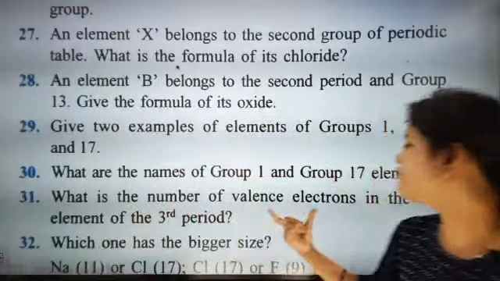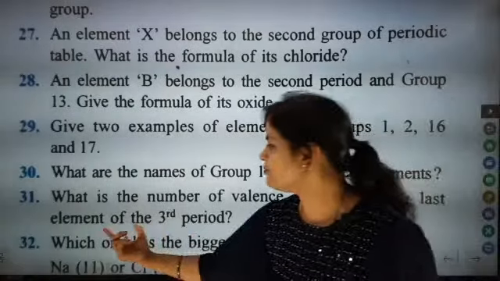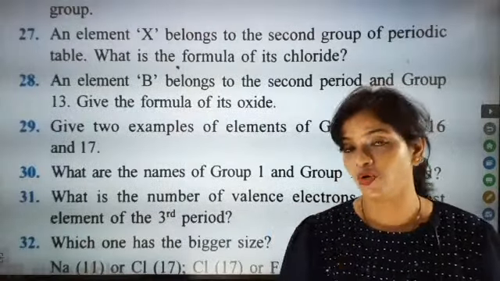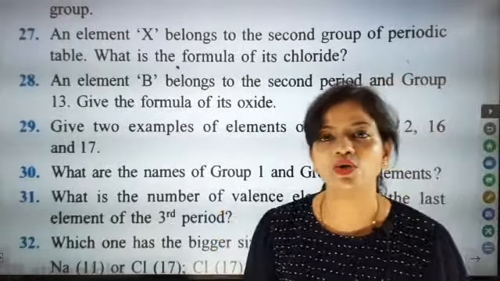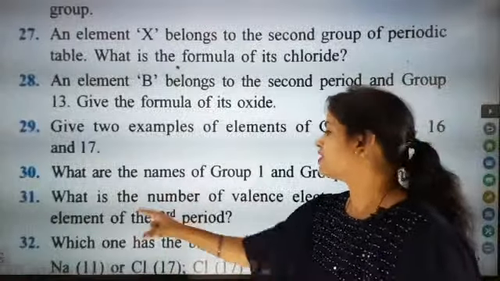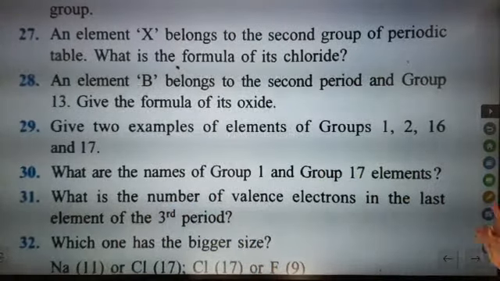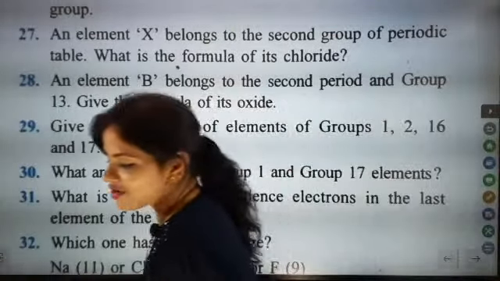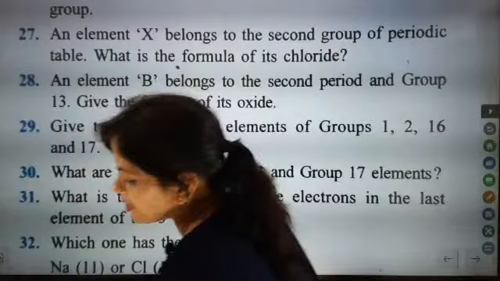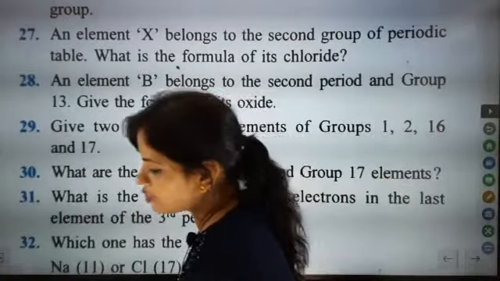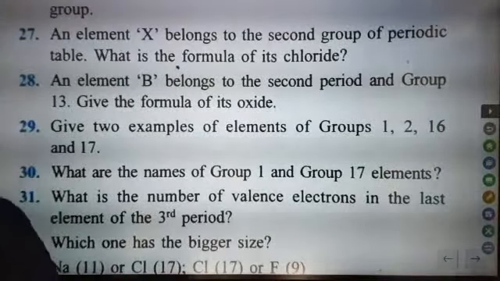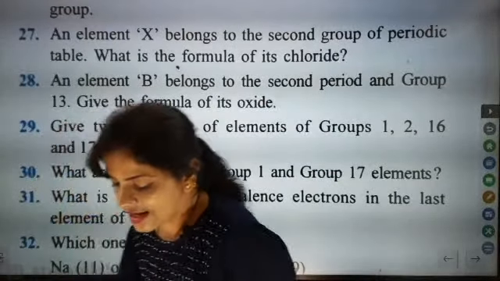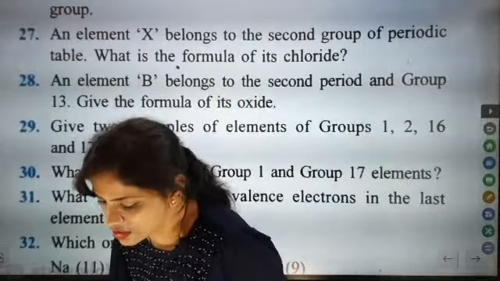Now, what is the number of valence electrons in the last element of the third period? If they ask a question like this, that is why I told you to keep your pen and notebook. Valence electron, what is the number? Come on, quickly tell me. Super, very good. Nice analysis. Absolutely correct analysis.